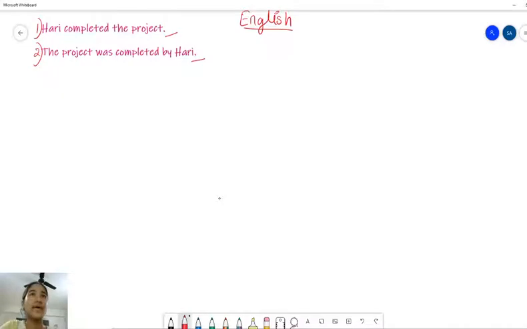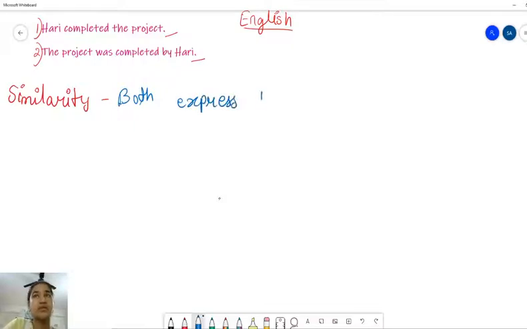So first, let's read out. Hari completed the project. The project was completed by Hari. Do you notice any similarity? If so, can you just tell it? Let me tell. The similarity is both express the same meaning. Right? Do they have different meanings? No. They contain the same meaning. When the project is there, Hari completed. That was the same meaning.